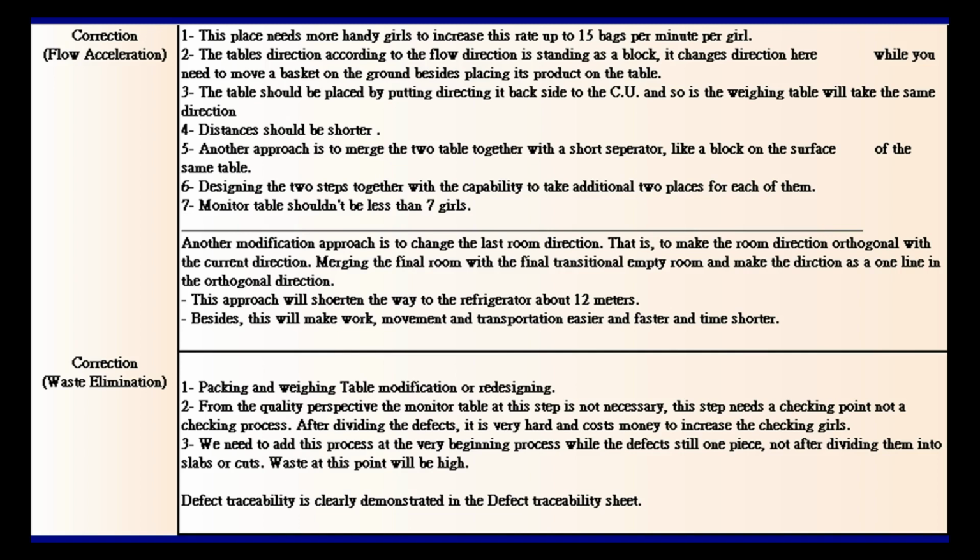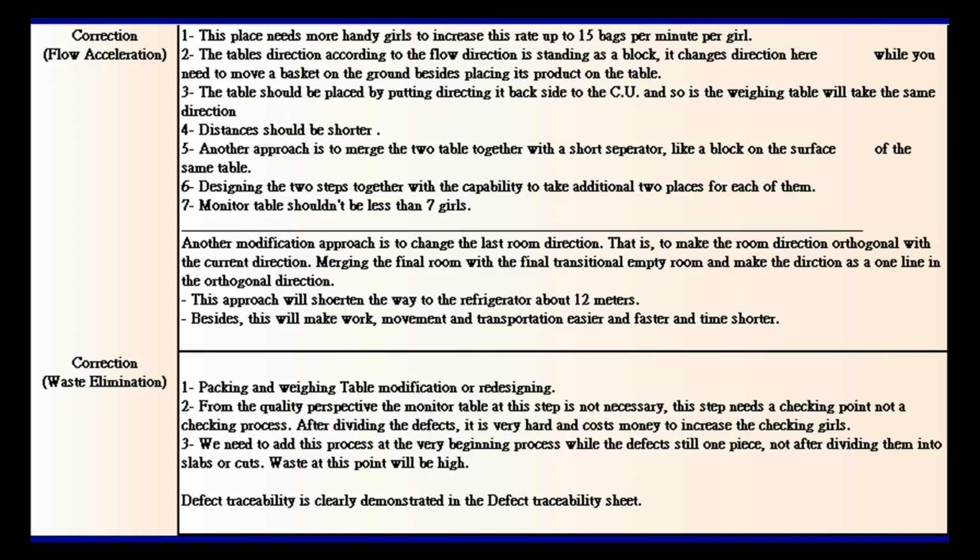Correction, flow acceleration. 1. This place needs more handy girls to increase this rate up to 15 bags per minute per girl. 2. The table's direction, according to the flow direction, is standing as a block. It changes direction here while you need to move a basket on the ground besides placing its product on the table. 3. The table should be placed by directing its backside to the CU, and so the weighing table will take the same direction.